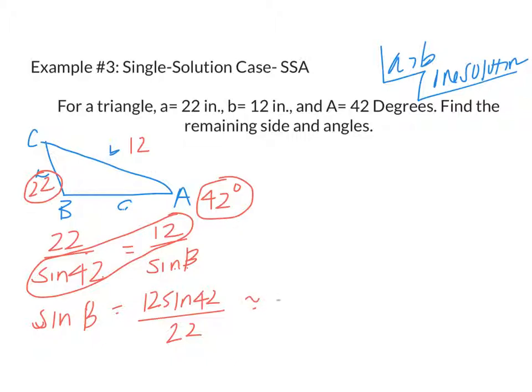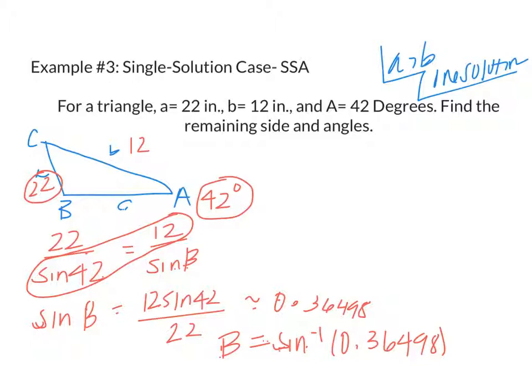Now that gives you approximately 0.3648, okay? And that's just the ratio for that sine, right? But if I want to find the actual angle for B, that means that I have to use the inverse function, right? So the inverse sine of 0.3648 is about 21.4 degrees. Okay, so you got B. So this is now 21.4.